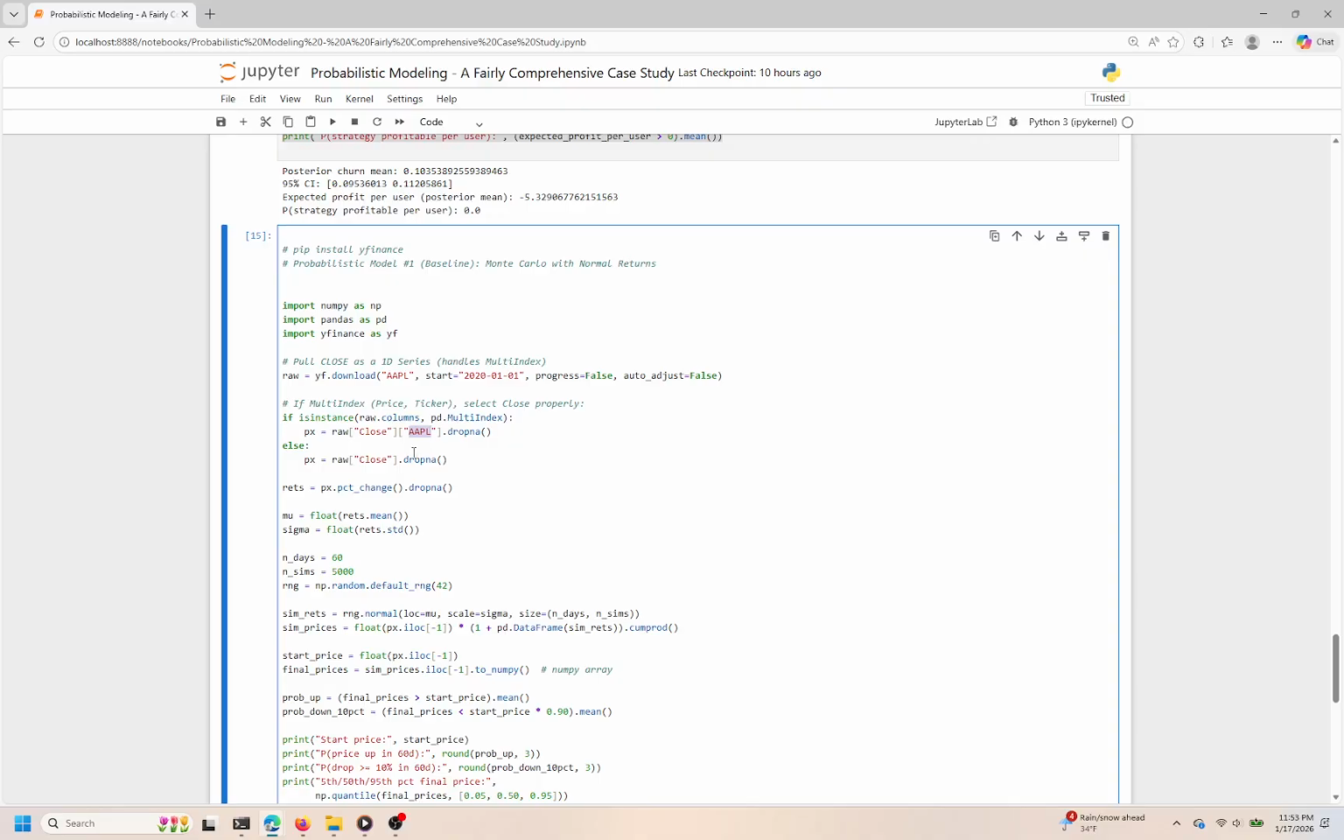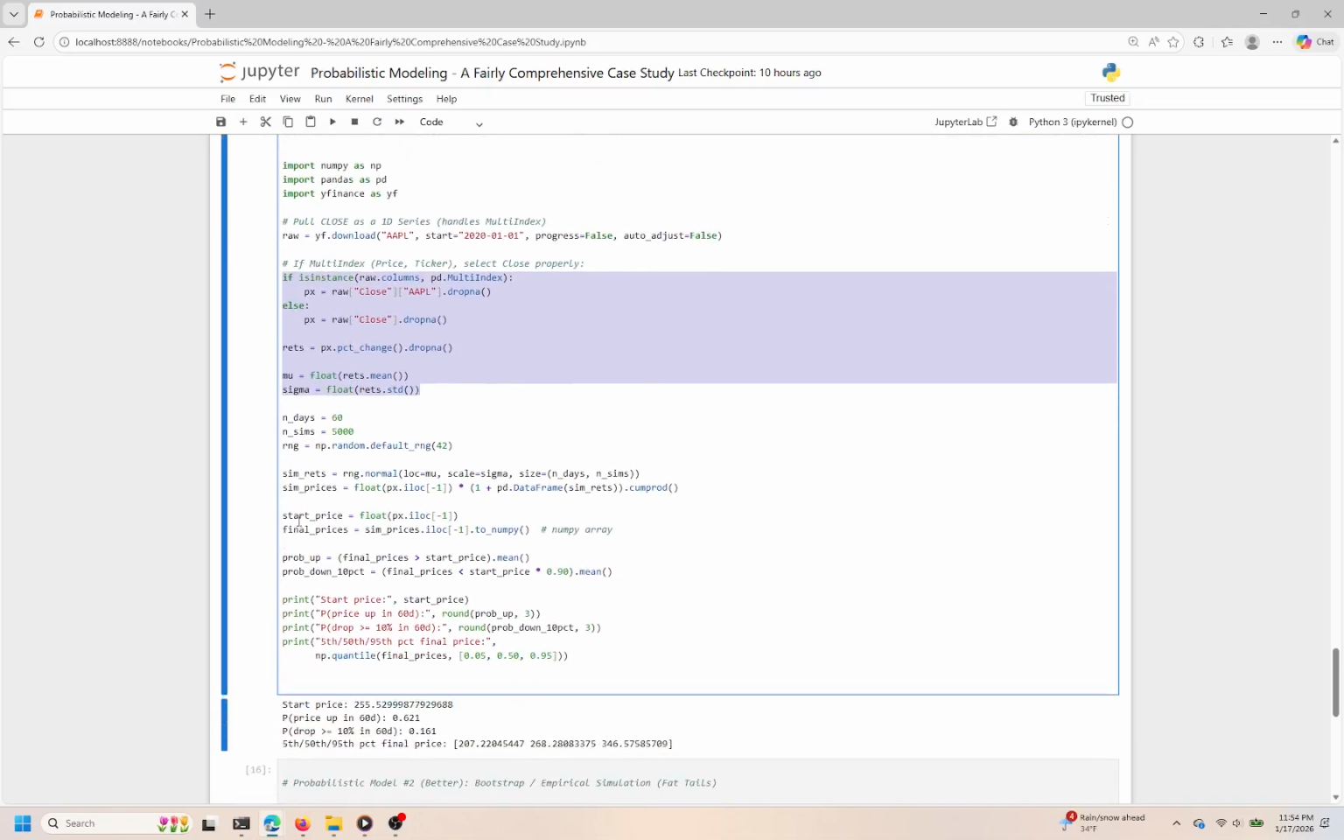The closing prices are then converted into a percentage change format to represent stock returns, which are fundamental for our analysis. After calculating these returns, the mean and standard deviation are derived, which serve as the core parameters for our simulation: the expected return and its variability. Next, we set two key variables: the number of days for our simulation and the number of simulations we wish to conduct.